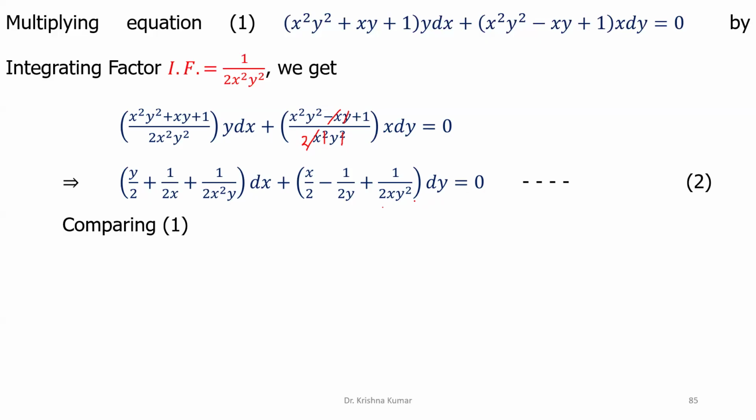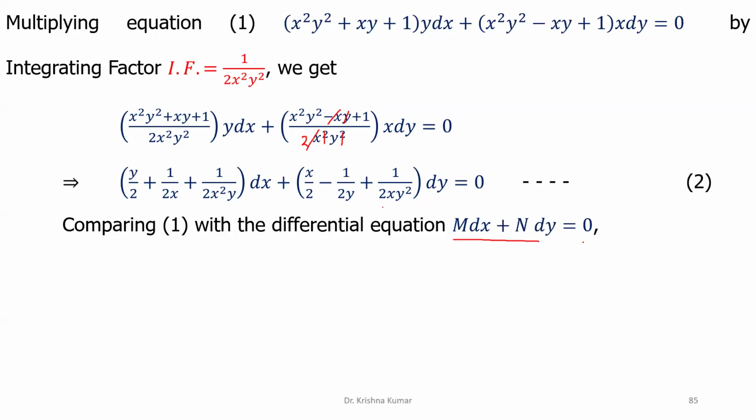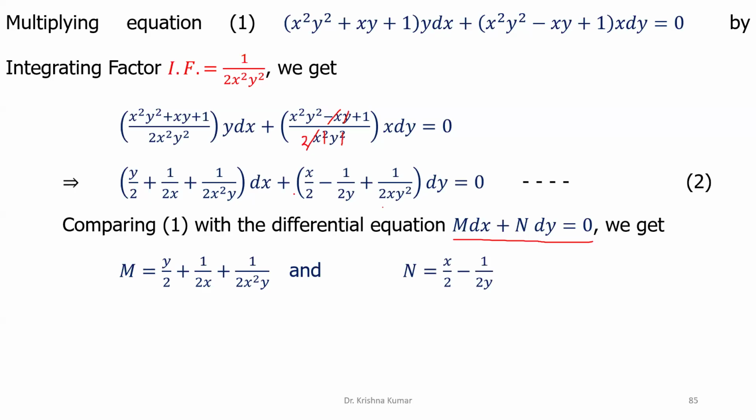Now comparing this equation number 1 with the standard differential equation M dx plus N dy equal to 0, what is the value of M? M is equal to y by 2 plus 1 upon 2x plus 1 upon 2x square y, and similarly N equal to x by 2 minus 1 upon 2y plus 1 upon 2xy square. So now just look here. If you multiply the whole equation by 2, the integrating factor can also be taken as 1 upon x square y square. It can also work.